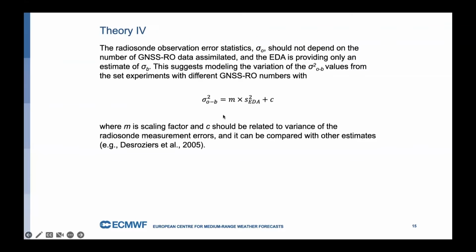And if you remember correctly, we can rewrite this equation to say that sigma B is estimated by our EDA spread. So you can say the variance in O minus B is equal to a scaling factor times our EDA spread plus a constant. And this constant C should be the variance in our observation errors, in our radio occultation measurement errors. So this equation we will use to find a relationship between our O minus B statistics and the EDA spread.